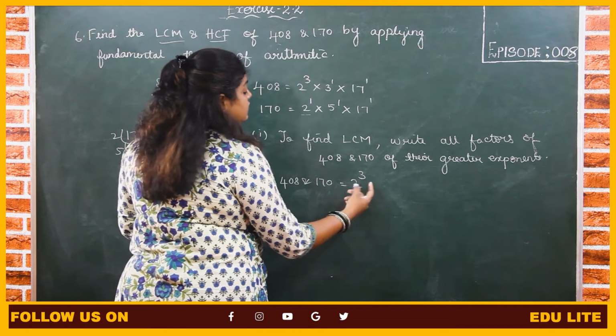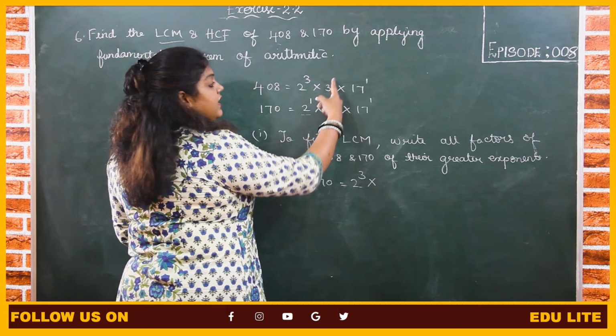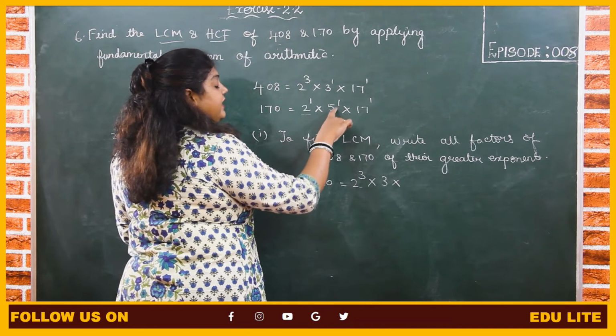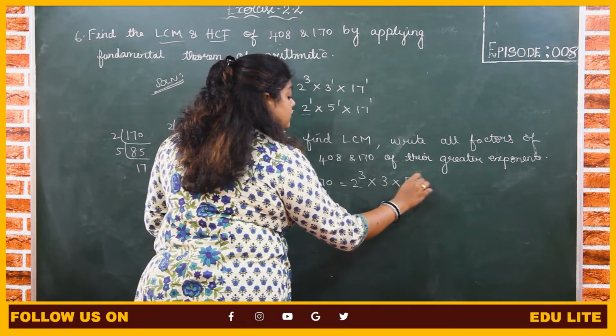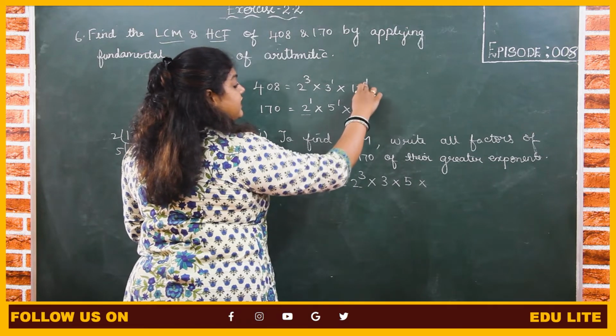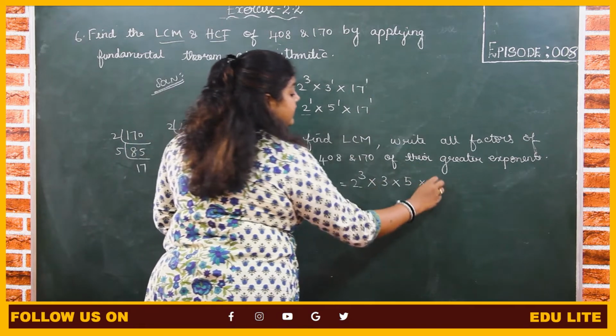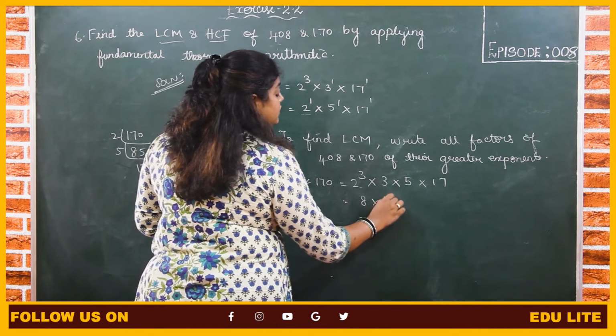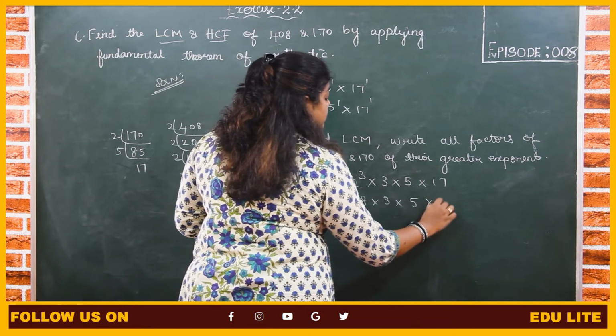So we are considering 2 power 3. Next, we have 3. It is only 1 time, so it will also be included. Next, we have 5. It is also power 1, so we include 5. Next, we have 17. Both have power 1 only, so we consider 17. Next, 2 cube is 8 into 3 into 5 into 17.